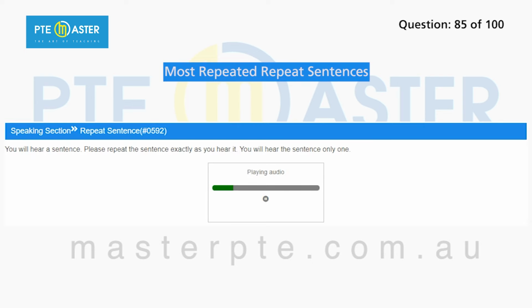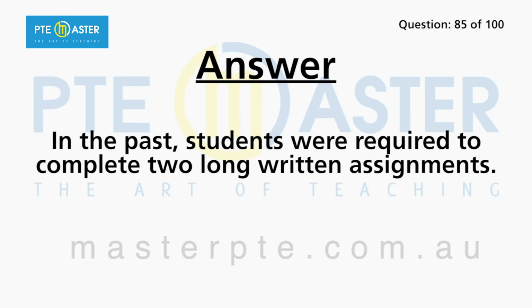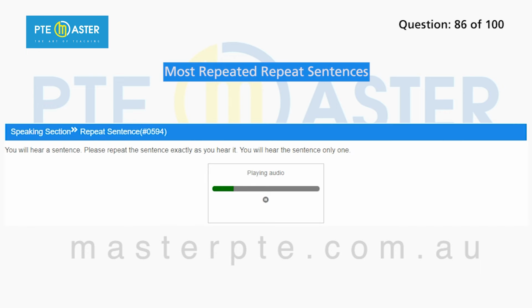In the past, students were required to complete two long written assignments. It is quite clear that the rising prosperity does not make people feel more content.